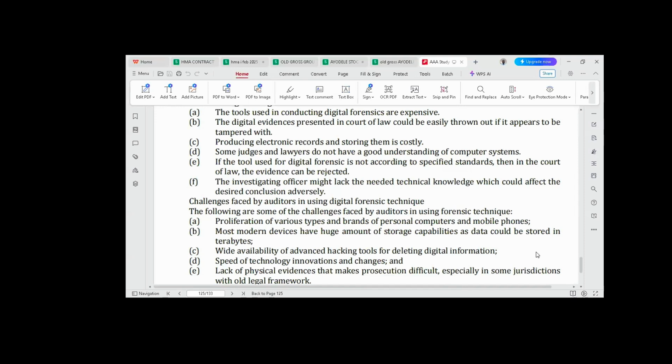Okay. Wide availability of advanced hacking tools for deleting digital information. There are some software tools that can be used to permanently delete digital information that might be used as evidence.